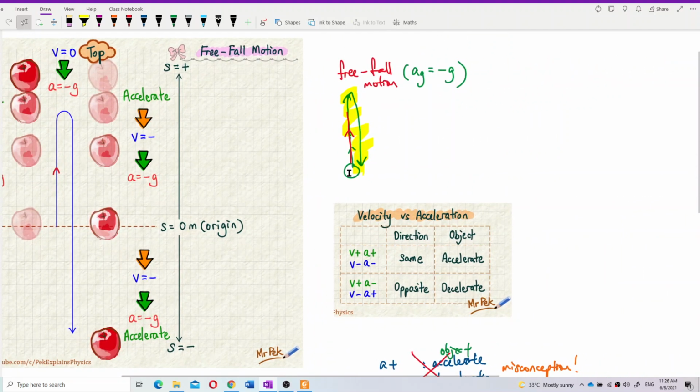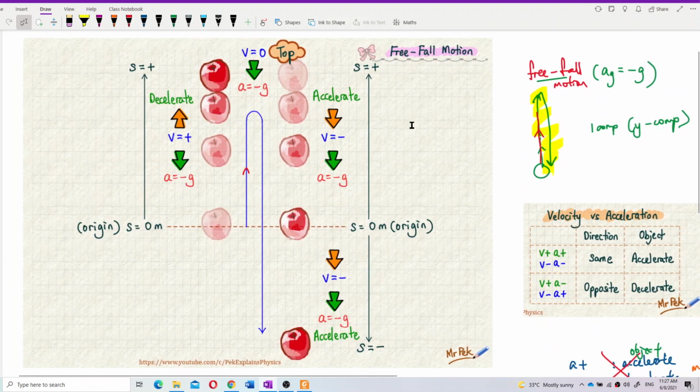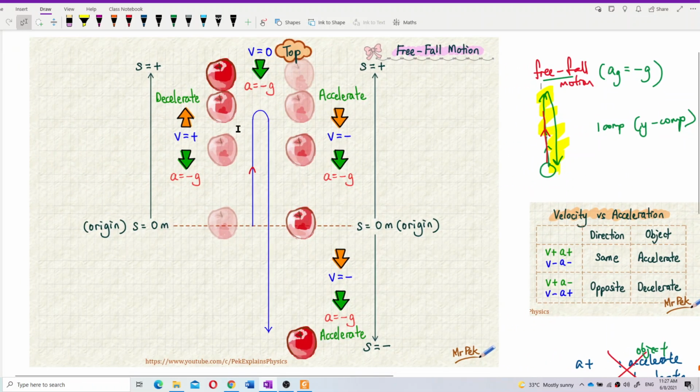As I said before, going up or going down, as long as it only involves one component, which is the y component, then it is freeform motion. And also the acceleration must be negative g. So this whole thing is a freeform motion, going up and down.